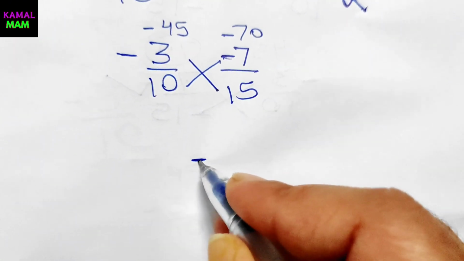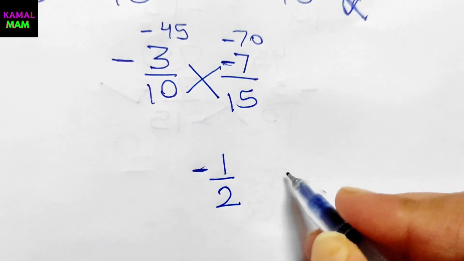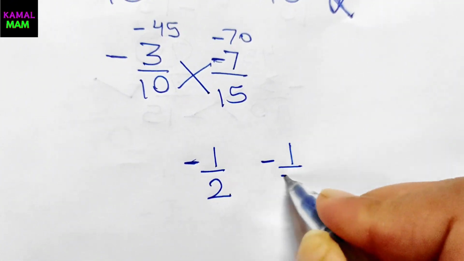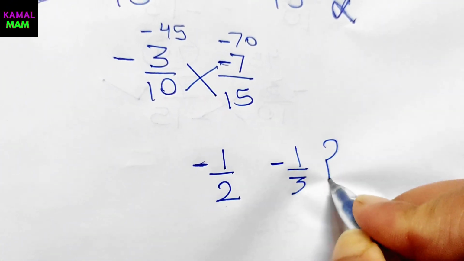Now you tell me guys, negative 1 by 2 or negative 1 by 3, which is the greatest fraction here?